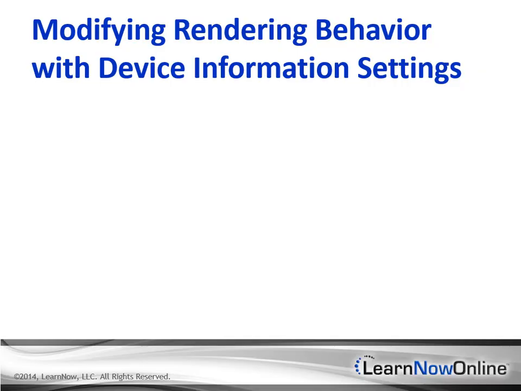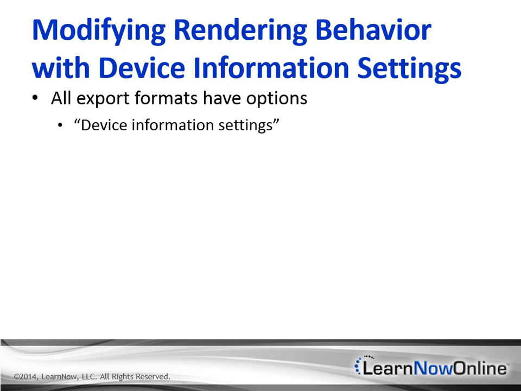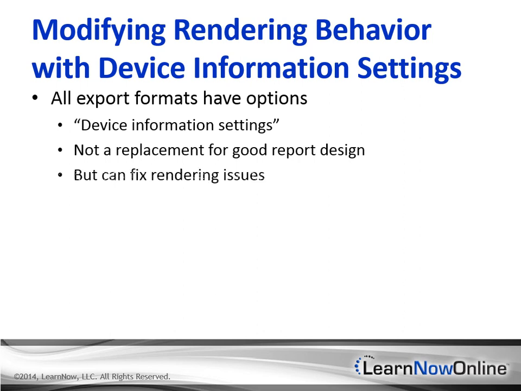Another interesting thing that you can do with a customized URL with certain options on that URL is to modify the rendering behavior of the different export formats. All of the export render formats have additional options called device information settings that you can use to change this rendering behavior. It's not really a replacement for good report design, but in some cases you can fix minor rendering issues or make major changes to it.